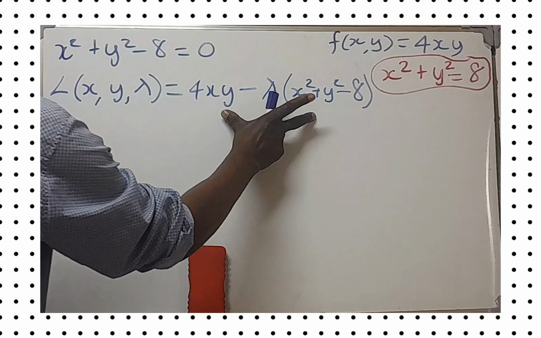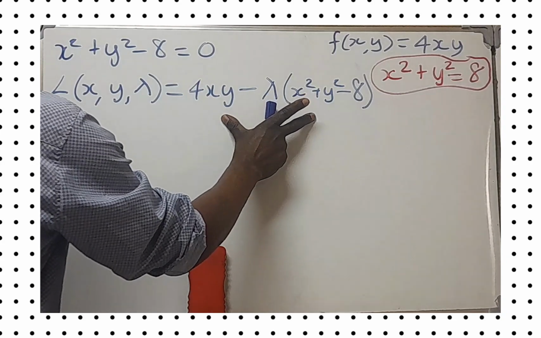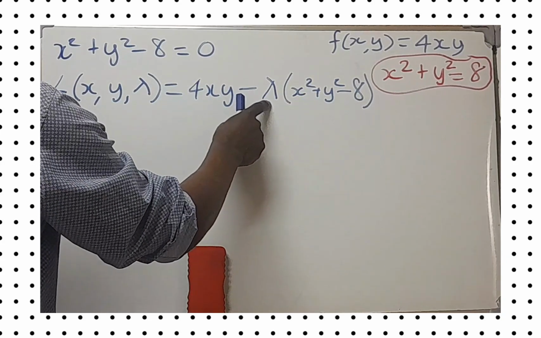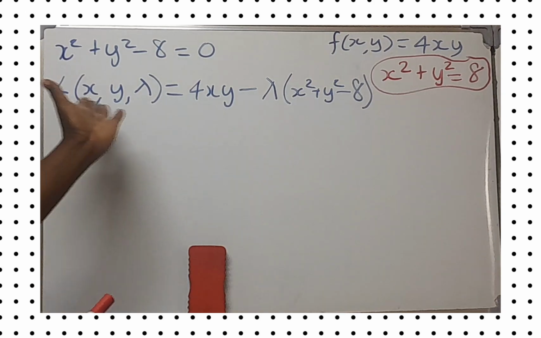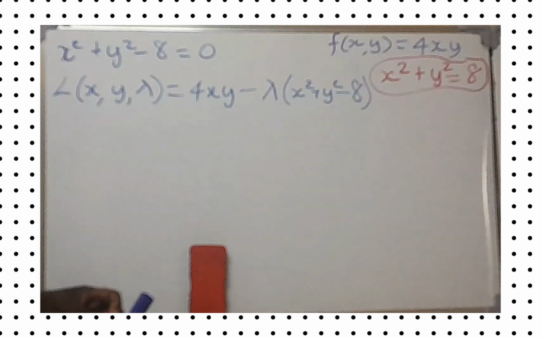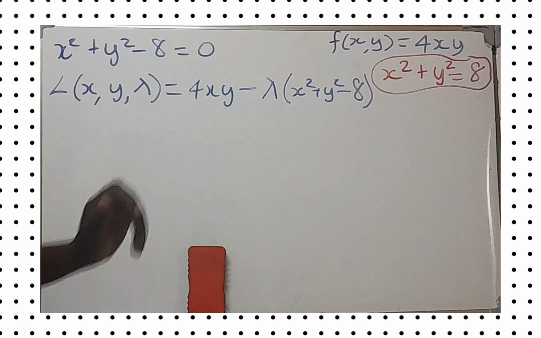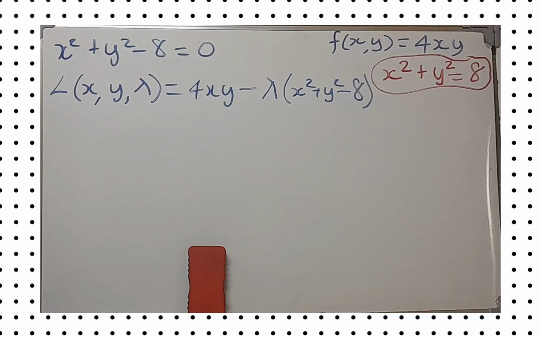This whole thing here is called the Lagrangian, and the parameter lambda is called the Lagrangian multiplier. That's why the method is called the method of the Lagrangian multipliers. Lambda is the Lagrangian multiplier.